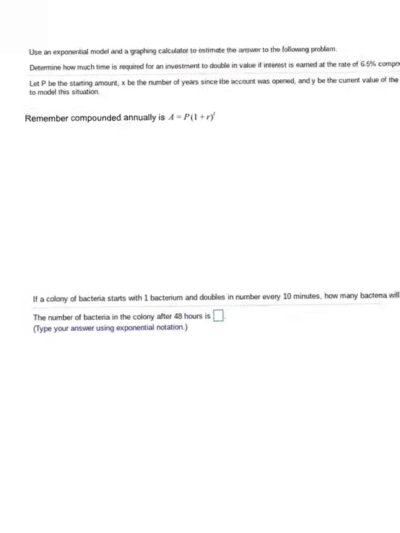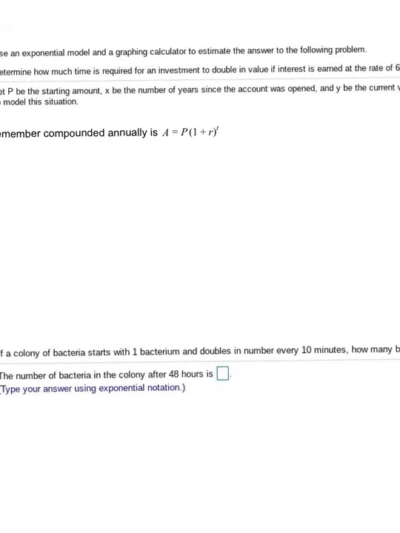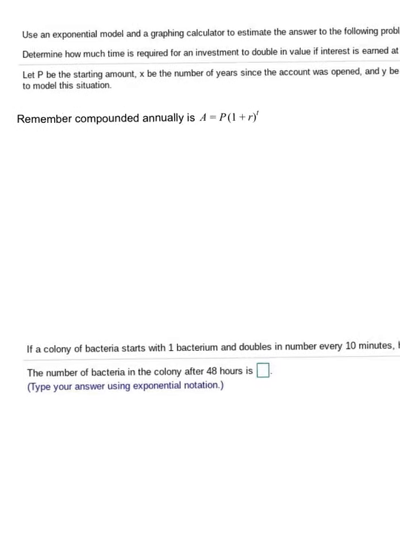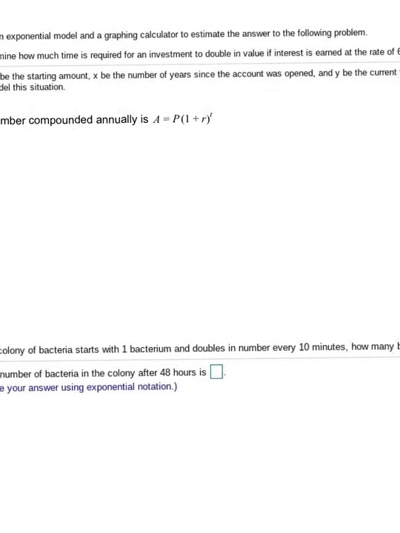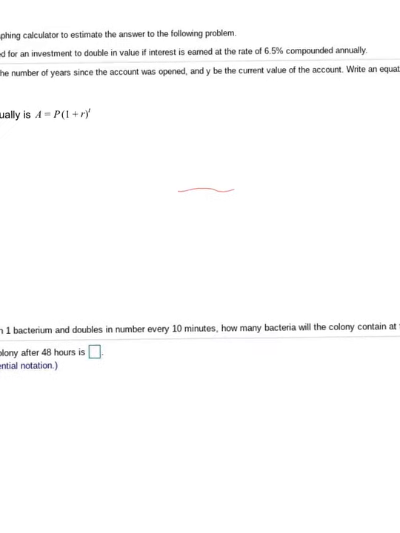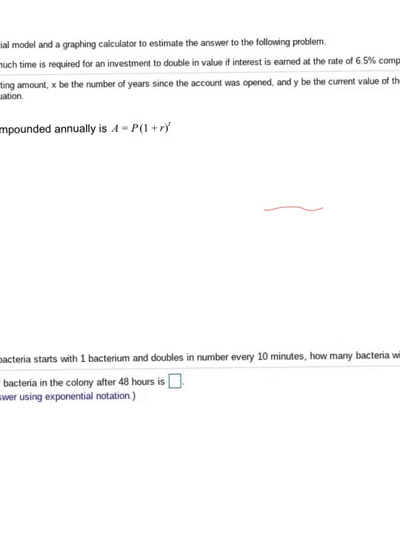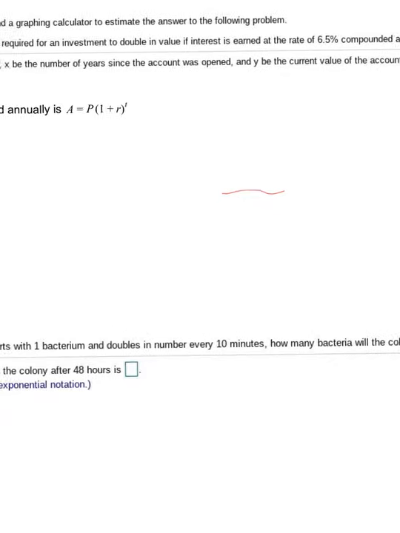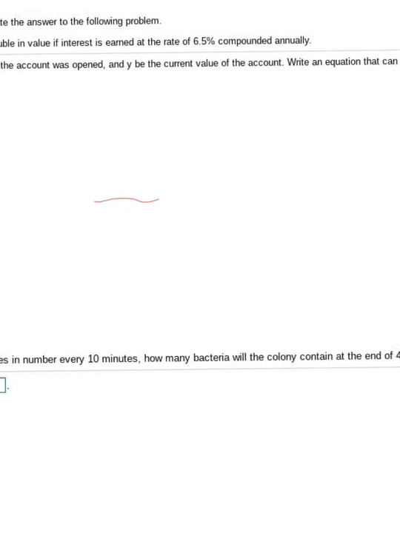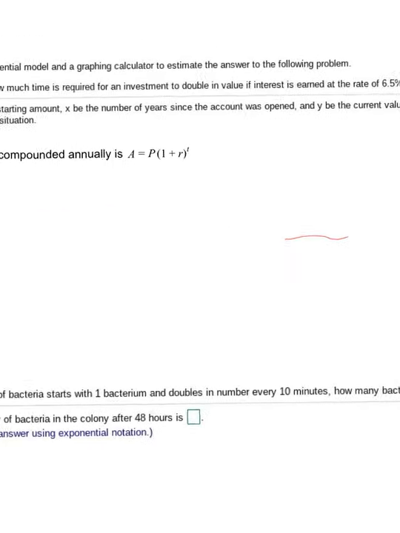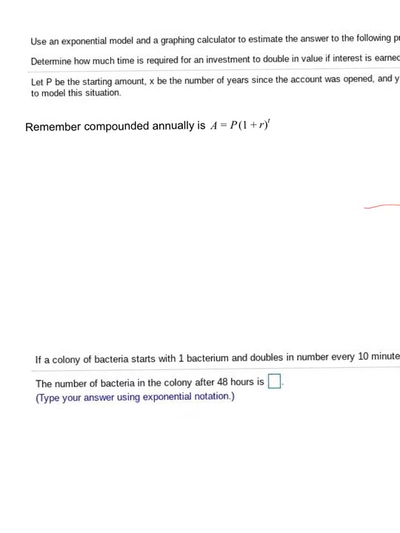The next problem that we ran across said, use an exponential model and a graphing calculator to estimate the answer to the following problem. Determine how much time is required for an investment to double in value if interest is earned at a rate of 6.5% compounded annually. Let P be the starting amount, X be the number of years since the account was opened, and Y be the current value of the account. Write the equation that can be used to model the situation.